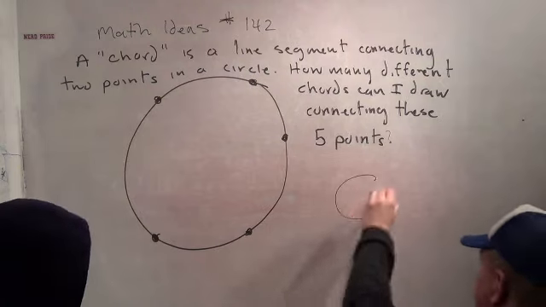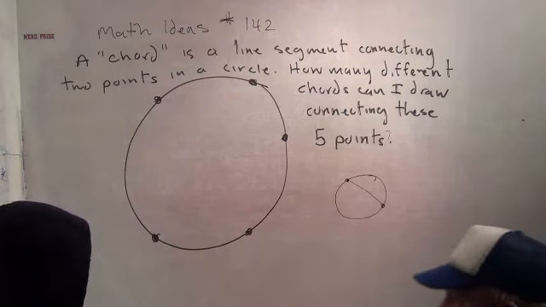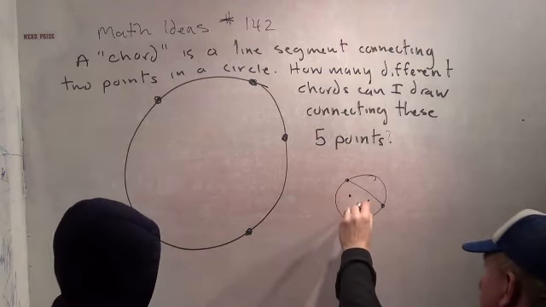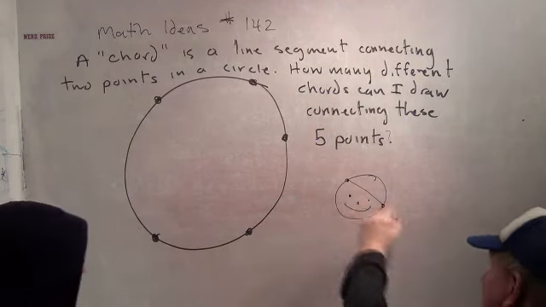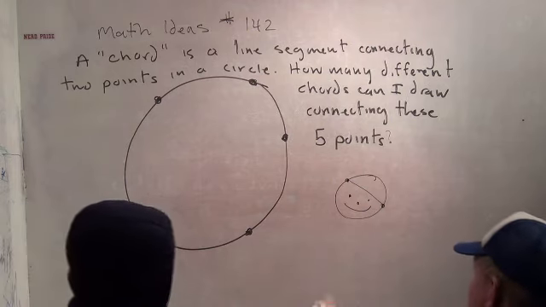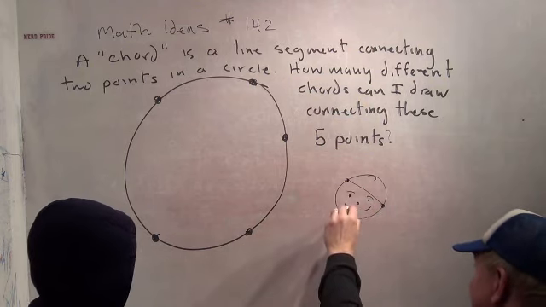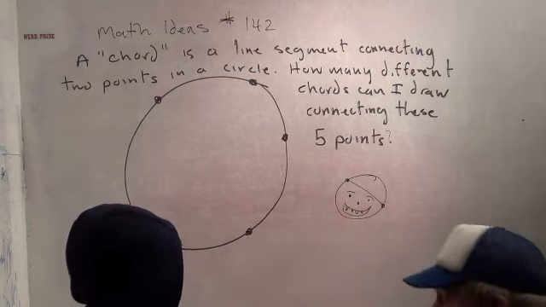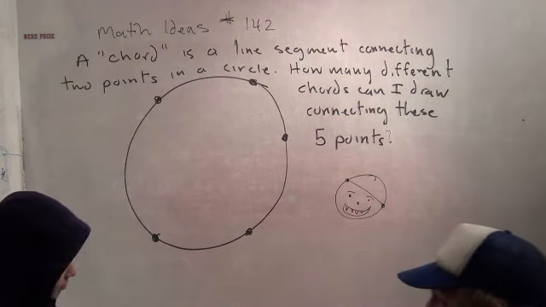So if I have a circle like this and two points on the edge of it and I draw that, that's a chord. This is not a chord. That's not a chord. That's definitely not a chord. But this is a chord. Okay? Does that make sense? Yeah. Okay. That's not a chord. Okay? But that line segment is a chord. All right, make sense? Yeah.